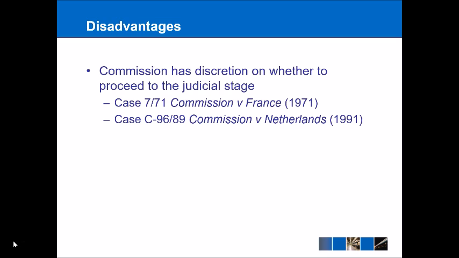Finally, the Commission also has a lot of discretion when it comes to proceeding to the judicial stage. So we talked about the administrative stage under Article 258, and then on the next slide we had the judicial stage. After the reasoned opinion, the Commission can decide, actually, we're not going to take this to court. We don't have enough resources. We don't think that the infringement is serious enough, and they can decide not to do that. Also, they can decide not to investigate a problem in the first place.